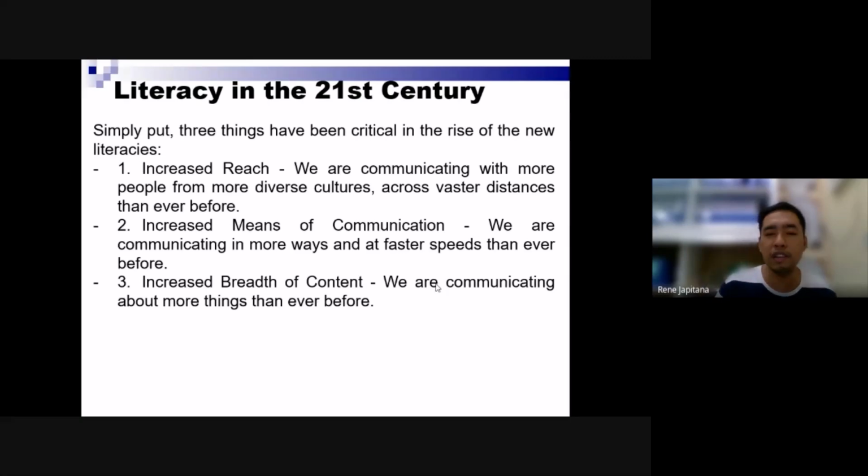In the past, it was limited. The content, the information, the topics that we were going to talk about were always limited because of fewer ways or means of communication. The reach of information was not spread to all parts of the world. So, going back to the 21st century, communication is number 1 that stands out. Again, to repeat, there are 3 things that have been critical in the rise of the new literacies. Because of the new literacies, there is an increased reach, increased means of communication, increased breadth of content. So take note of those 3.